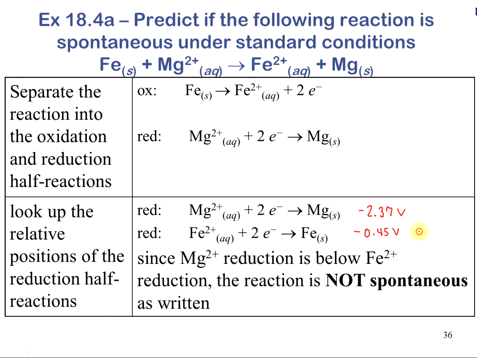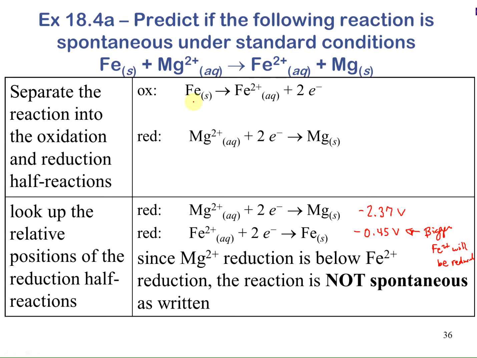The iron reaction is a bigger number, so it's closer to being positive, a larger positive value. So the iron 2+ will be reduced. If the iron is going to be reduced, that means the magnesium wants to be oxidized. But that's not the way that they wrote the reaction.